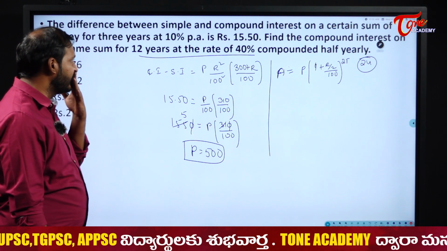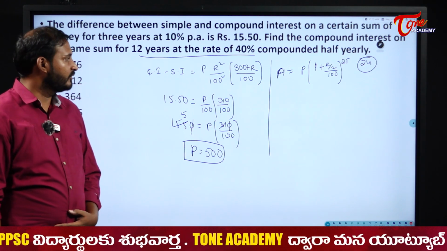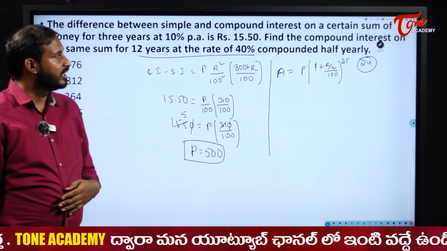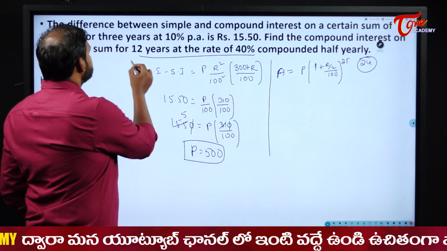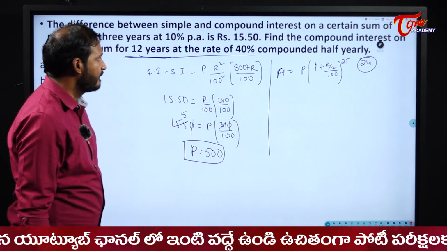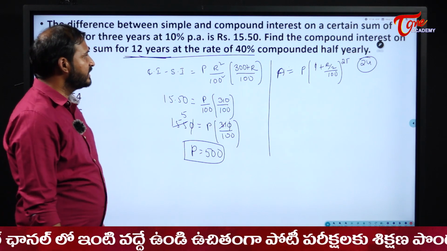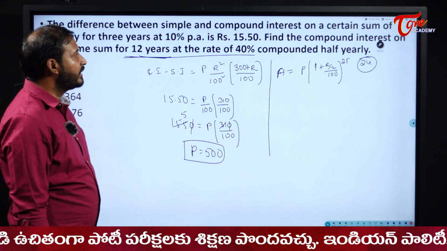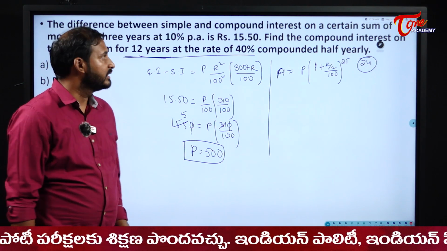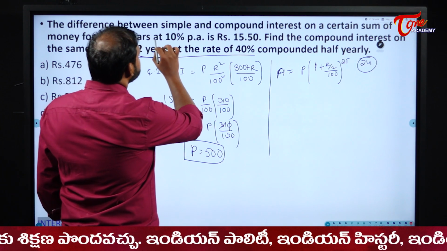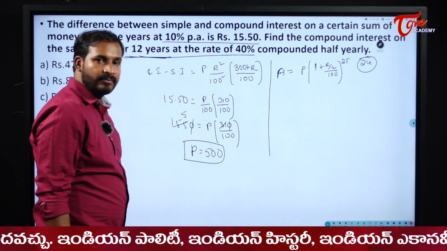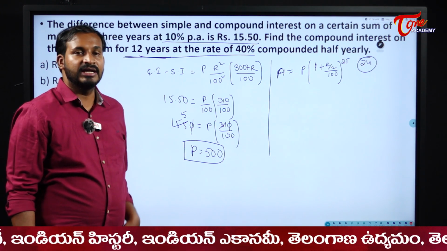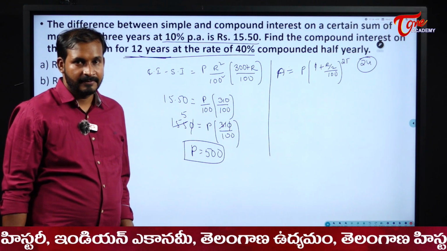Then sir, how do we need to find this? The best method is to try to find it in the normal method. So for 3 years, and they are asking for 12 years. The difference between SI and CI for the same sum for 12 years at the rate of 40% compounded half yearly. Now please find out what you will get here, students. 10% is 15.50, that is the difference. And the difference will also increase in multiples, right?